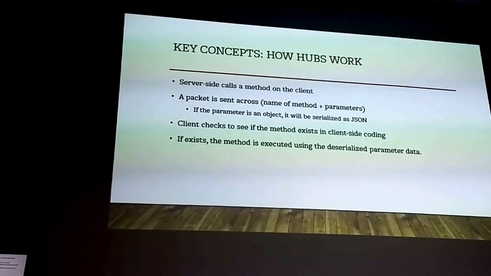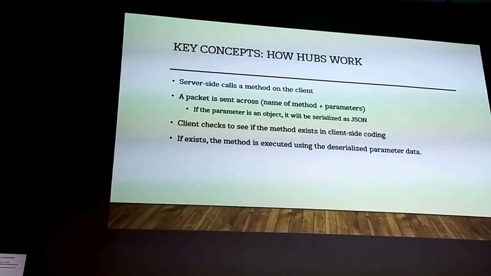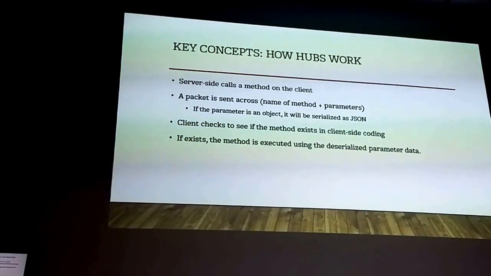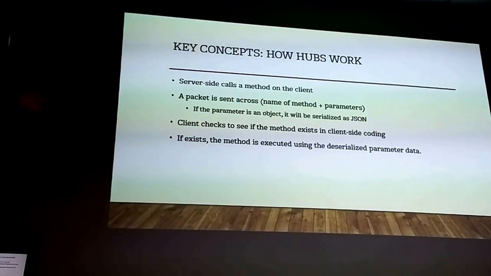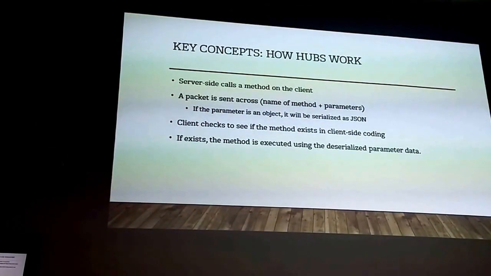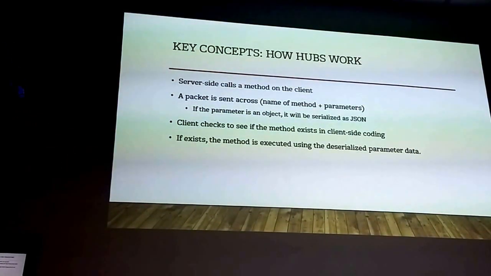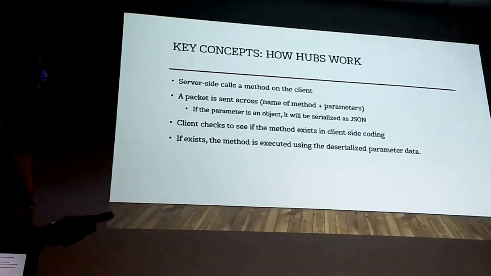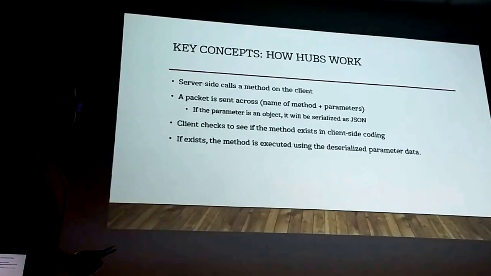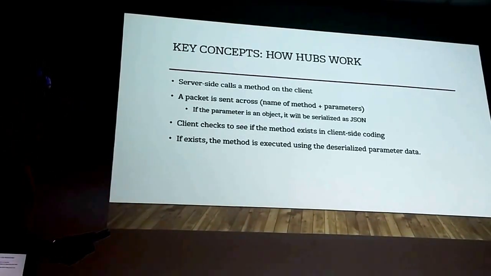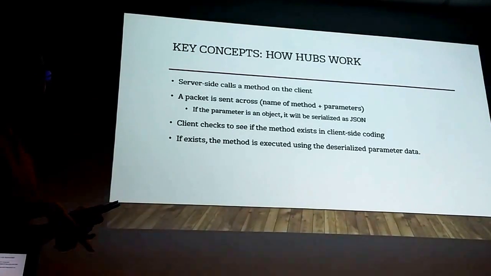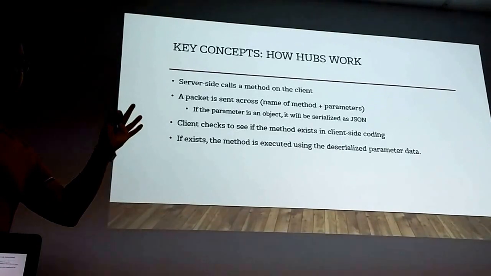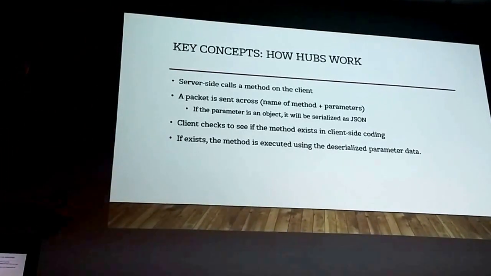So how the Hub works is very simple. It's only a few steps actually. The server side calls a method of the client. Okay, the packet is being sent across. You need to specify the method that you want to invoke on the client side and the parameters. The parameters could be an object. For example, if I have a form and I want to add a record, after I add the record, I pass the object back to the server to update. And when you pass the information back, everybody else that is viewing will be able to see that this record has been updated. So that's the use case for that.